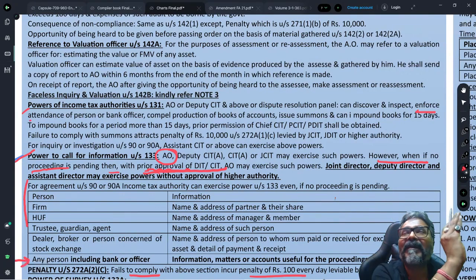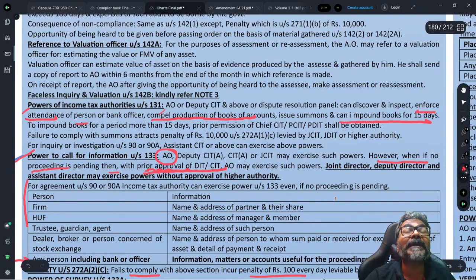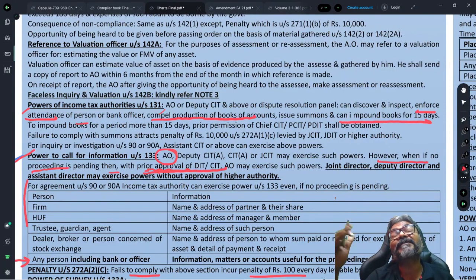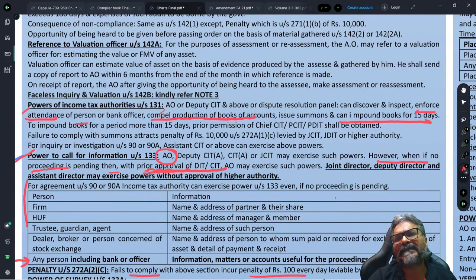The peculiarity here is that, apart from giving the notice and getting the information, he can enforce the attendance of a person and compel the production of the books of accounts. And not only that, the books of accounts which have been produced can be impounded, that is, seized, within that 15 days time limit. That 15 days can also be extended further with the prior approval of the CIT or the PCIT, as the case may be. So that is the nature of the power we are talking about, students. Huge one, massive.